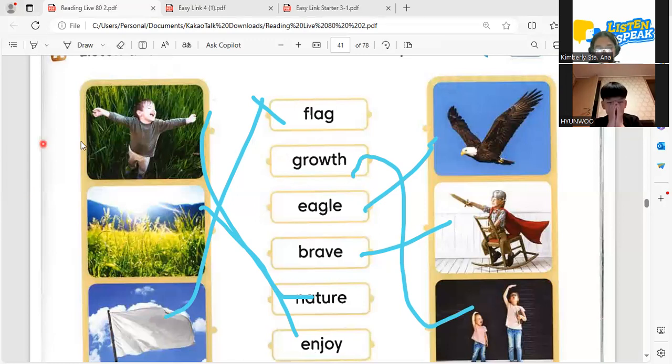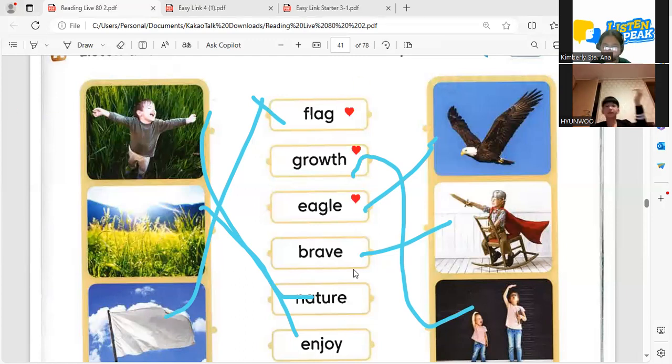So let's have this one. Let's read this word one more time. Flag. Very good. How about this one? Growth. How about this one? The big bird. Eagle. Brave. And this one? Nature. This one? Enjoy. It means to be happy, like this kid. To be happy, excited, to do something fun. That's enjoy. Okay. You got these words correctly.